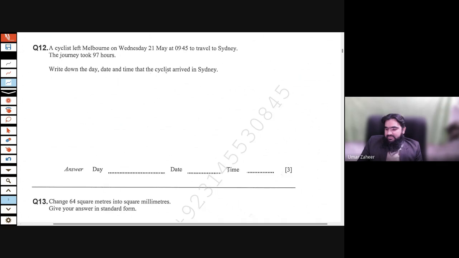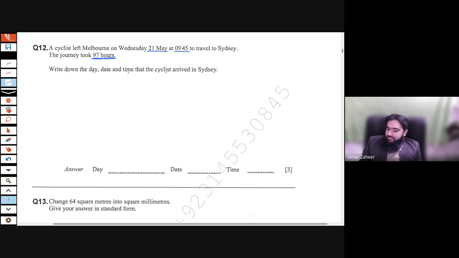All right. Now we have the next question. A cyclist left Morni on Wednesday, 21st May at 9:45 to travel to Sydney. The journey takes 97 hours. Write down the day, date, and time.